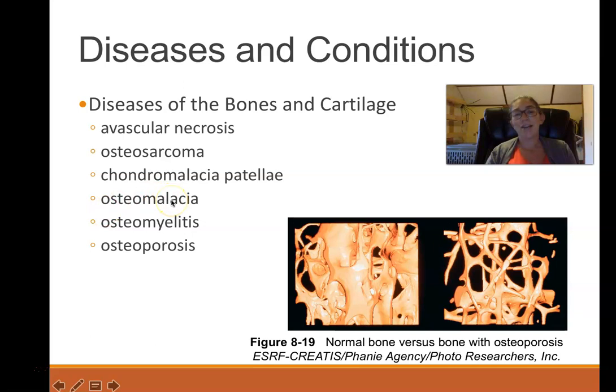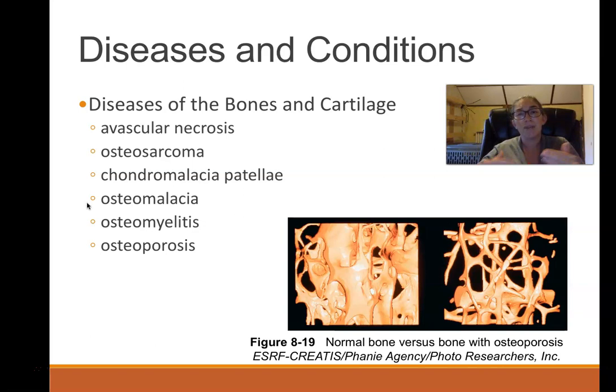Osteomalacia is a condition of softening of the bones, and this can happen if you're not getting enough nutrients that are important for building bones. Calcium and vitamin D are really important for ossification of the bones, and so they don't become properly ossified, and that's reversible. Osteomalacia is reversible simply by replacing those things in your diet. You can re-strengthen the bones.